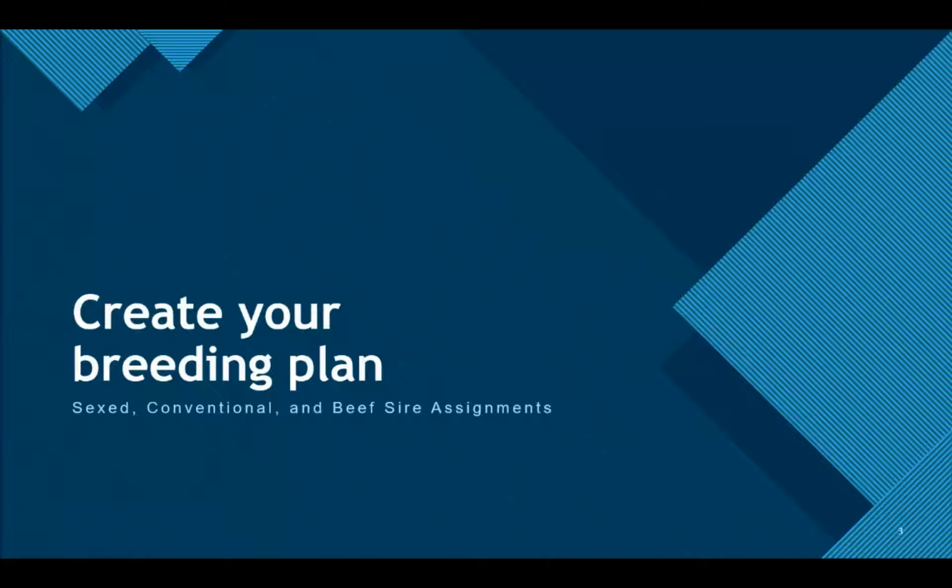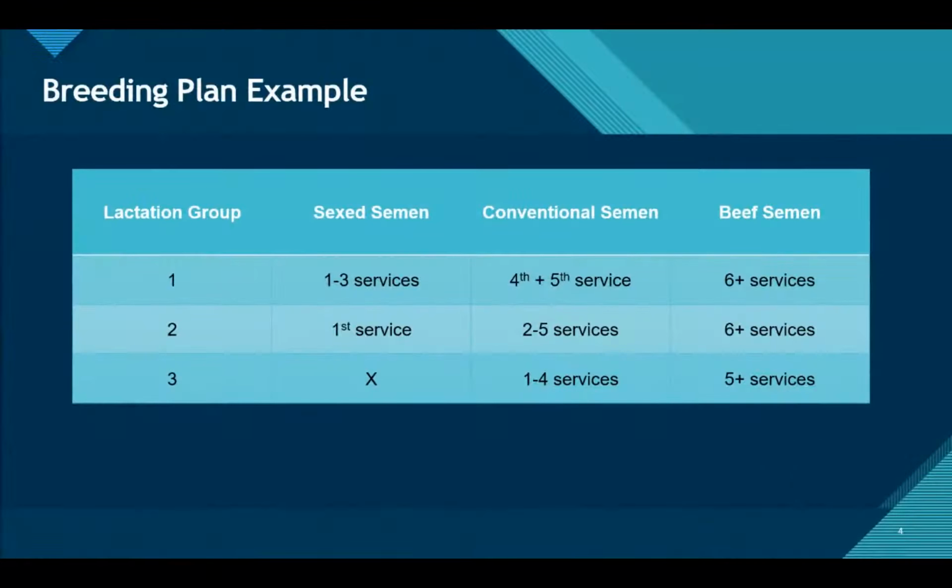So to get started, let's come up with a breeding plan that we would like to follow so that we have an idea of what we want to build with reports and protocols. So let's use this table as an example. For lactation 1, we'd like to service the cows with sexed semen for their first 3 breedings, and conventional semen for the 4th and 5th service, and then beef semen for anything 6 and higher.